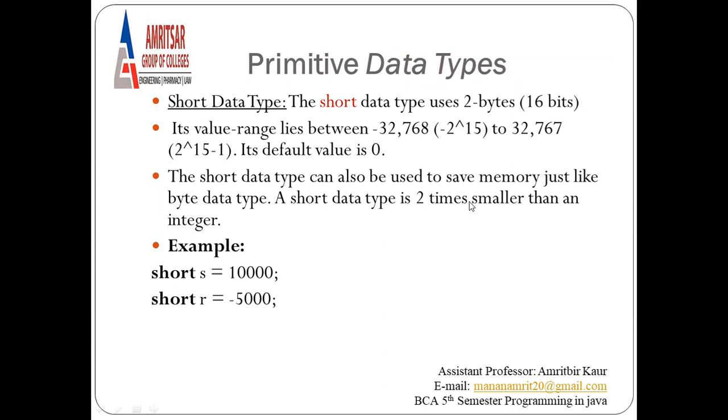So the short data type can also be used to save memory, just like byte. It is 2 times smaller than integer, because integer uses 4 bytes and short uses 2 bytes. To use variables of the short data type, first we write the keyword short, then our variable name equals to value.